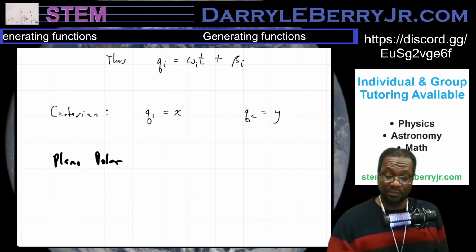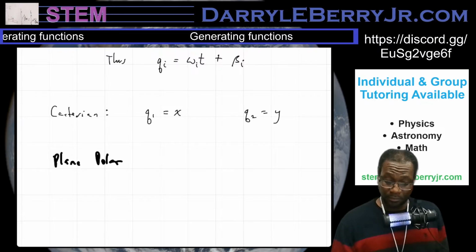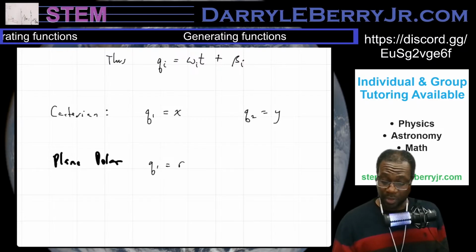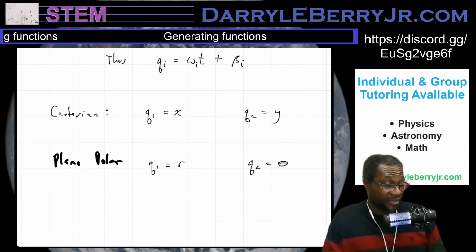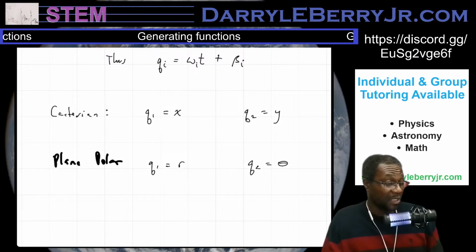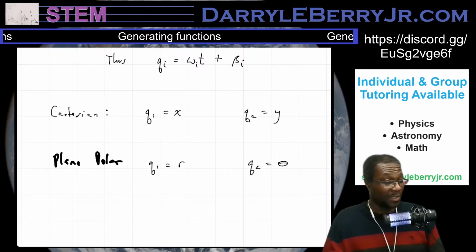We can say q1 equals r and q2 equals theta. Both choices are equally valid, but one or the other set may be more convenient for the problem under consideration. Note that for central forces, neither x nor y is cyclic, while the second set does contain a cyclic coordinate in the angle theta. The number of cyclic coordinates can thus depend on the choice of generalized coordinates.